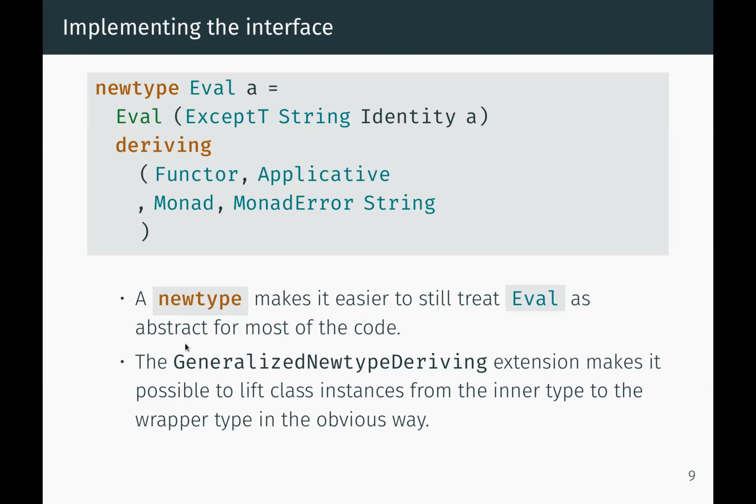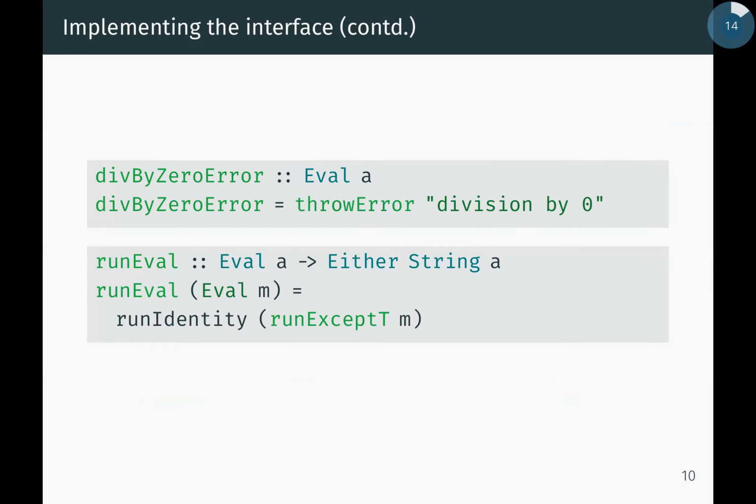Right, so I explained in particular this GeneralizedNewtypeDeriving. That's a very useful extension, especially for these monad transformers, which is often used because the MTL library has all the instances. And then by using generalized newtype deriving, one automatically gets them for newtypes as well.